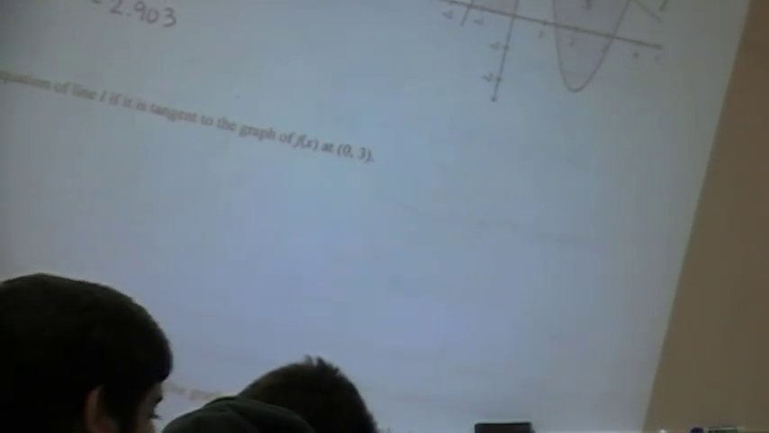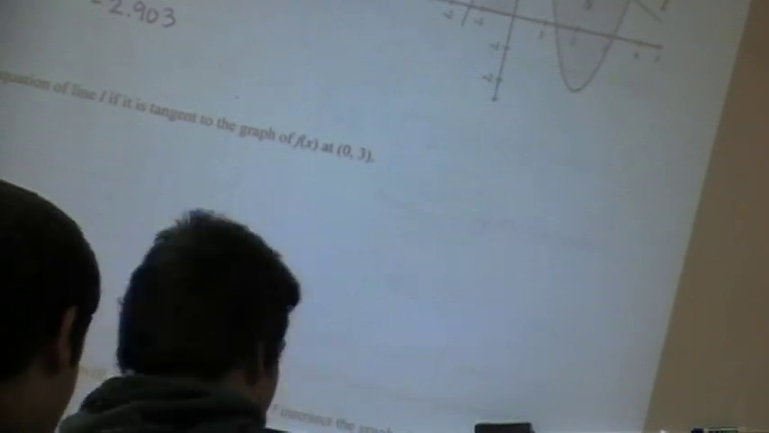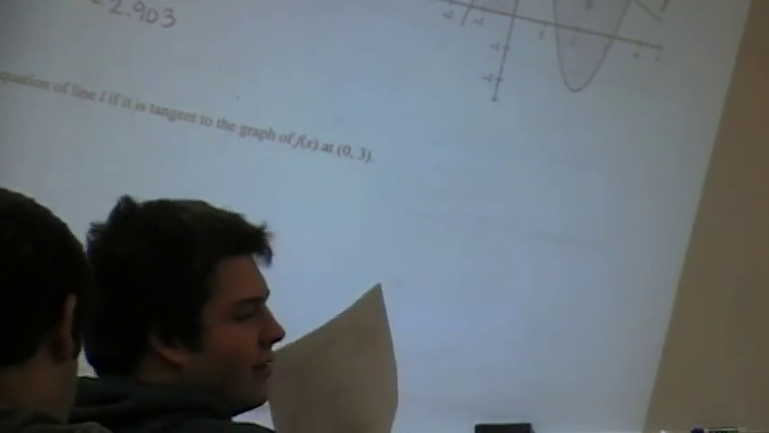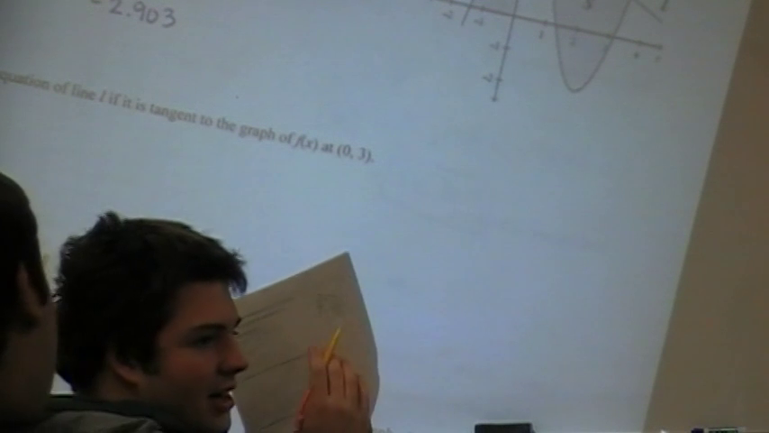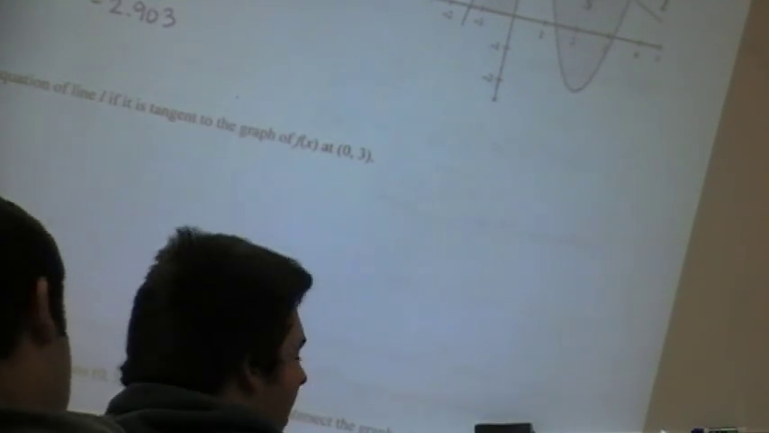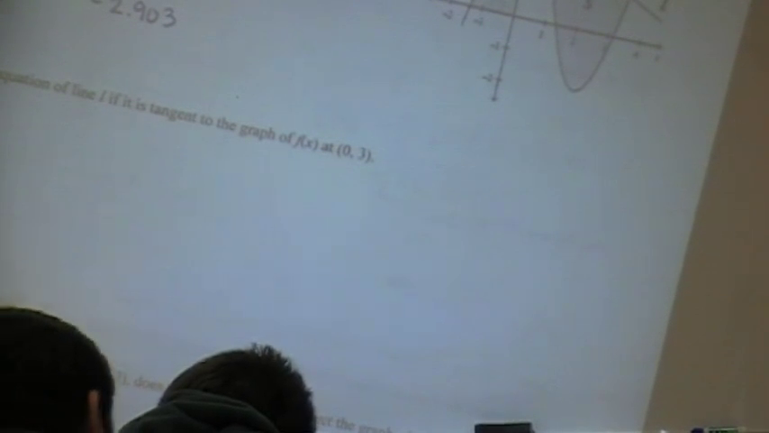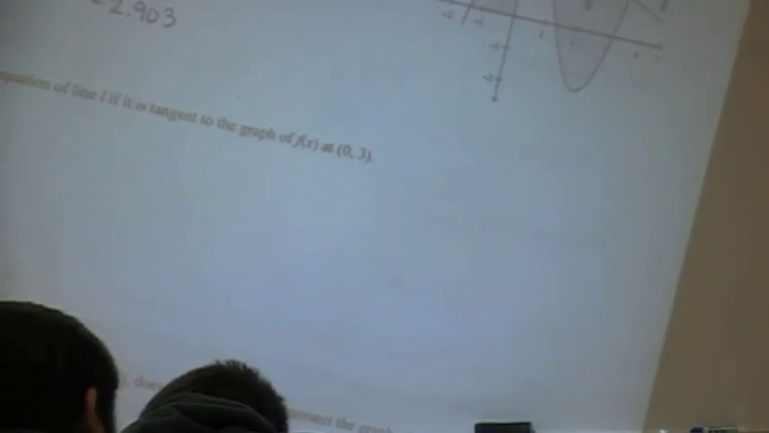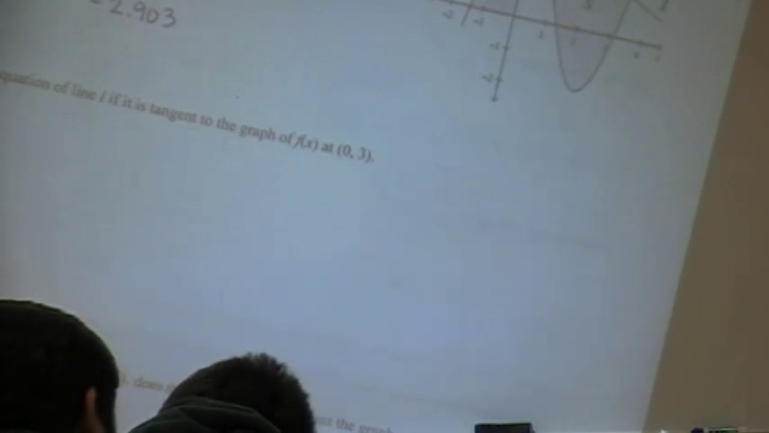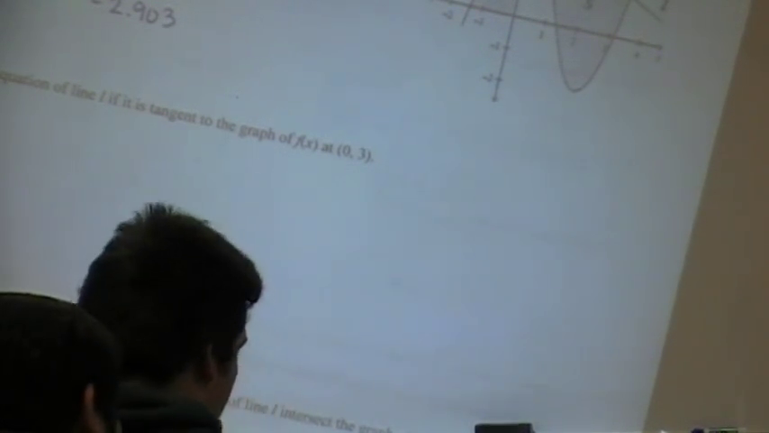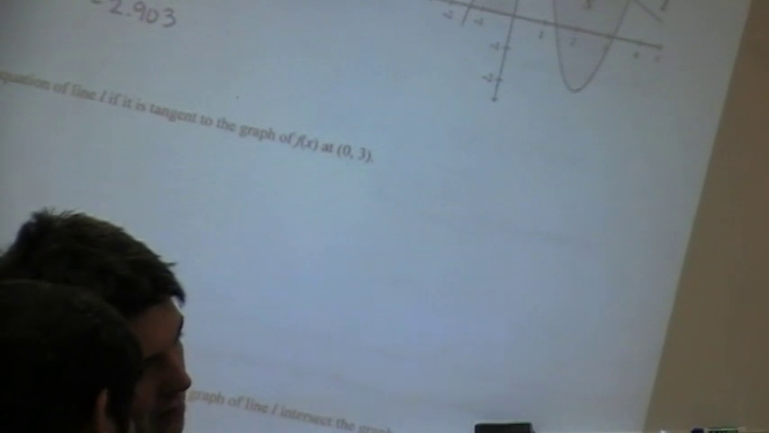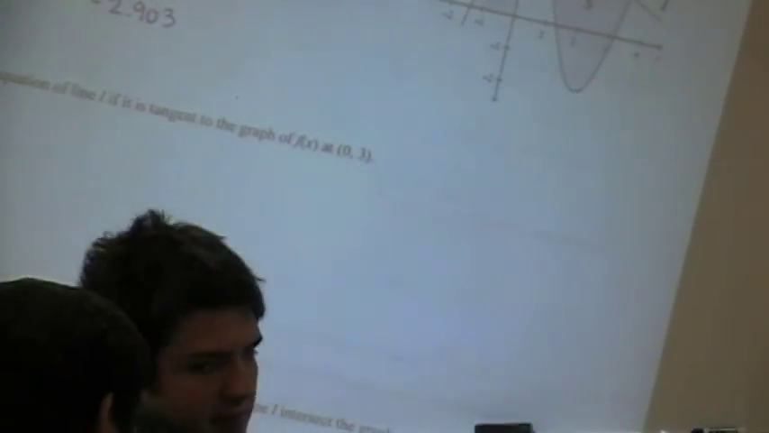Are you in radians or degrees? You just take the derivative of the function. I still didn't get it, because it's asking for line L at (0,3), so that's why I use the function. Yeah, I did that one. It's supposed to be negative 1/2. Why didn't I get negative 1/2?